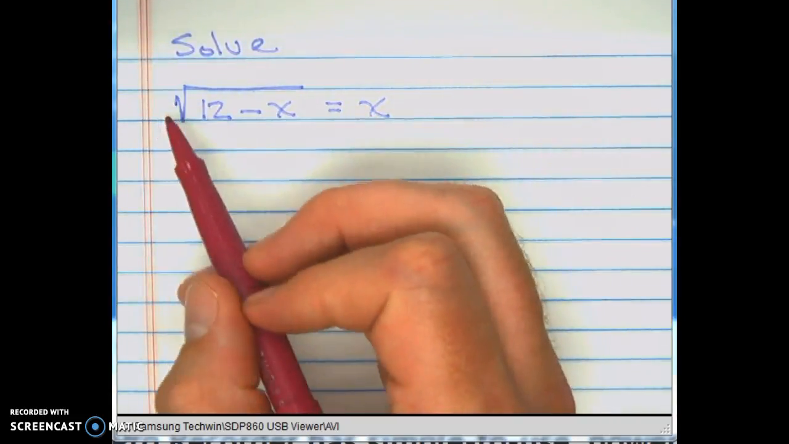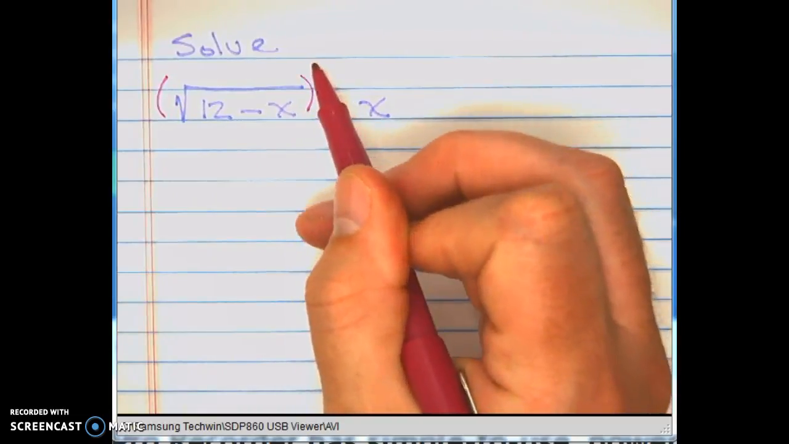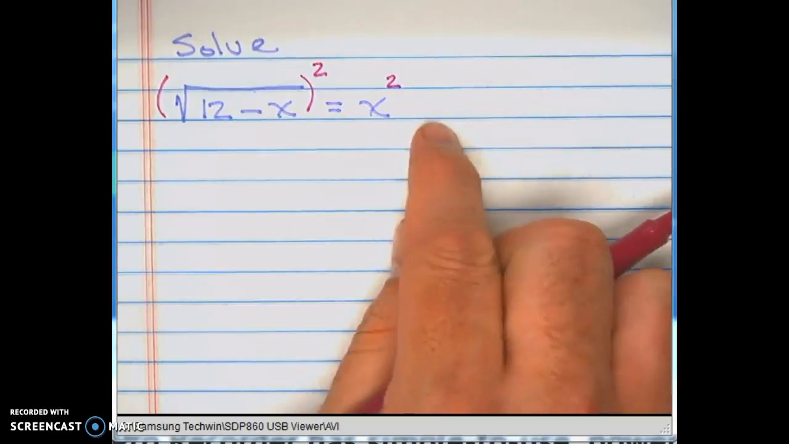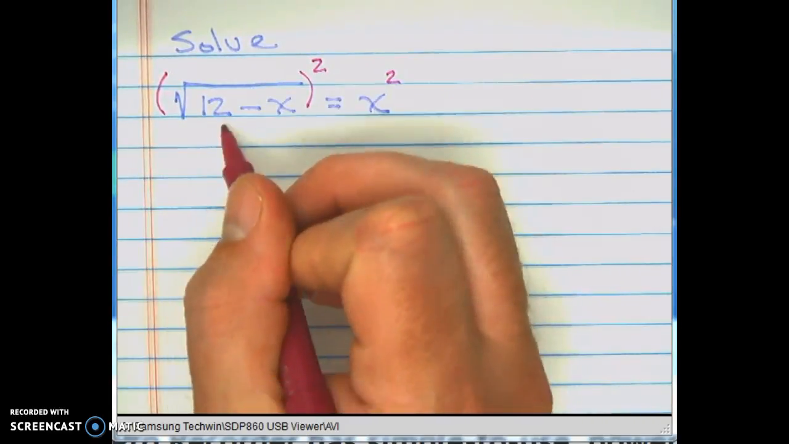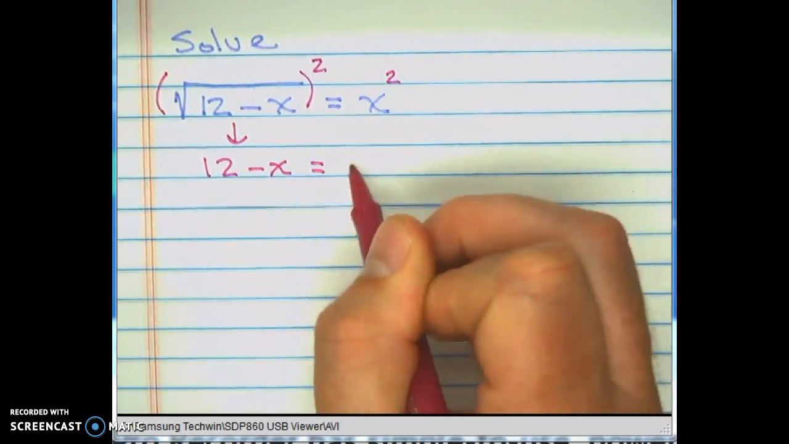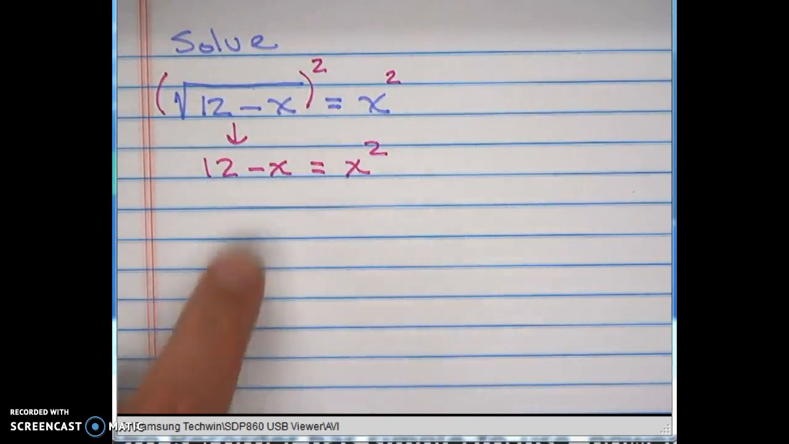Again, the square root being the big problem. To get rid of square roots, you should feel pretty comfortable saying we have to raise it to the second power, or square it, and also know whatever you do to one side, you do to the other. Now when this squared kills this off, it leaves me just the 12 minus x underneath it, and on this side I get the x squared. The reason I picked this problem is just because of the way this worked out.